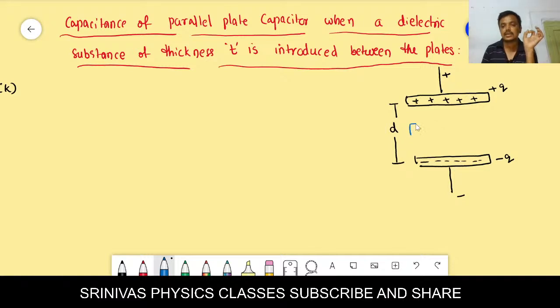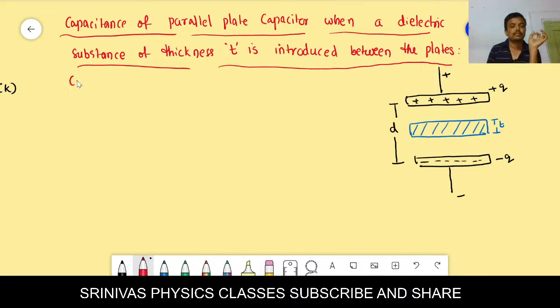Now let us consider this is a dielectric. The dielectric thickness is T. This is the dielectric substance, and the thickness of the dielectric substance is T. It is only partially filled, not completely. Without dielectric we derived, completely filled with the dielectric we derived. Now partially filled with the dielectric. A little amount of space is there for the air. Here air is there, here air is there, here the dielectric is there, a non-conducting substance, right?